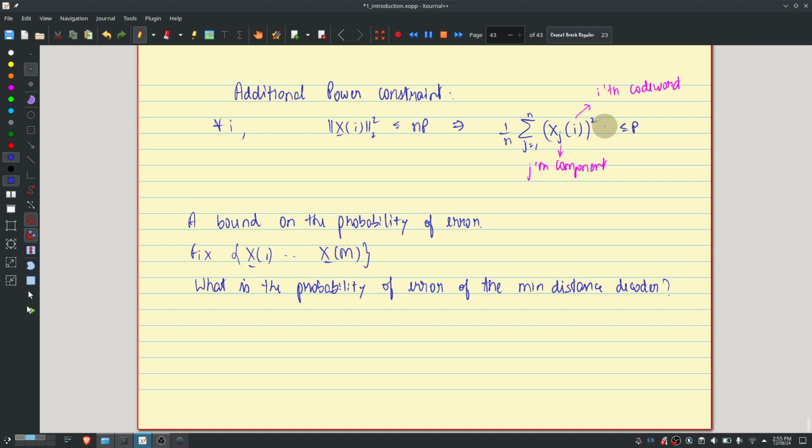P is what I call the power constraint, some number. It's part of the system design. This is the total amount of power that you're allowed to use. It is the same for all the code words. Right? So it should be less than or equal to P. For some code words, this 2-norm squared could be less than n times P, but in any case, it should not exceed it.